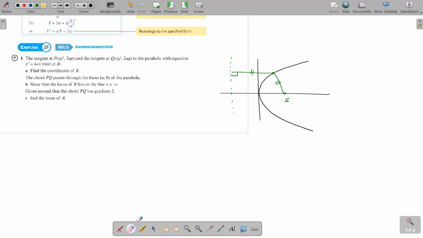Now what we are going to do here is describe a few more loci. Let's see how it's done. Question number 1, let's read this one. I think the first parts are not going to be an issue. It's the same thing that we did before. The last part is where we need to introduce the locus. The tangent at P, (ap², 2ap), and the tangent at Q, (aq², 2aq), to the parabola. Can you see? We are back to the parabola, with equation y² = 4ax, meet at R. Find the coordinates of R.